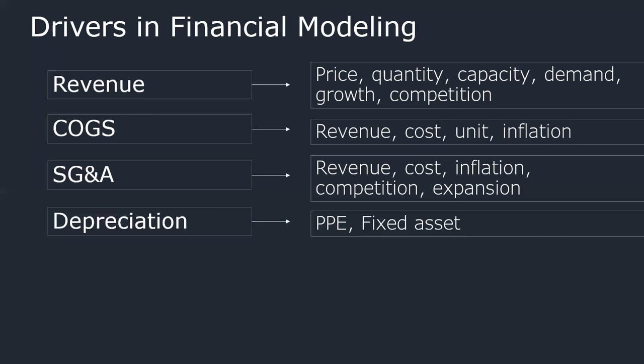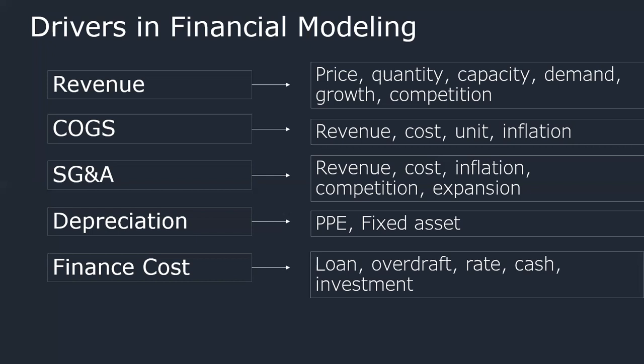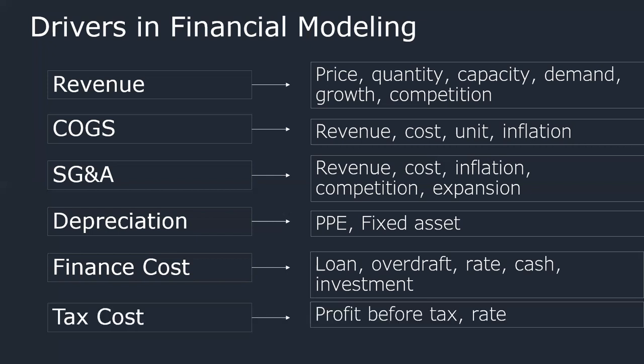Depreciation: if I want to forecast my depreciation, what can I use as a basis? Definitely their property, plant, and equipment; they must have fixed assets. What's the depreciation rate? What's the depreciation lifespan? Finance cost: you're asking, do they have a loan? Do they have an overdraft? What is the rate? What is their cash? How well are they investing their cash? Tax: they must have profit before tax, then they have what we call a tax rate.